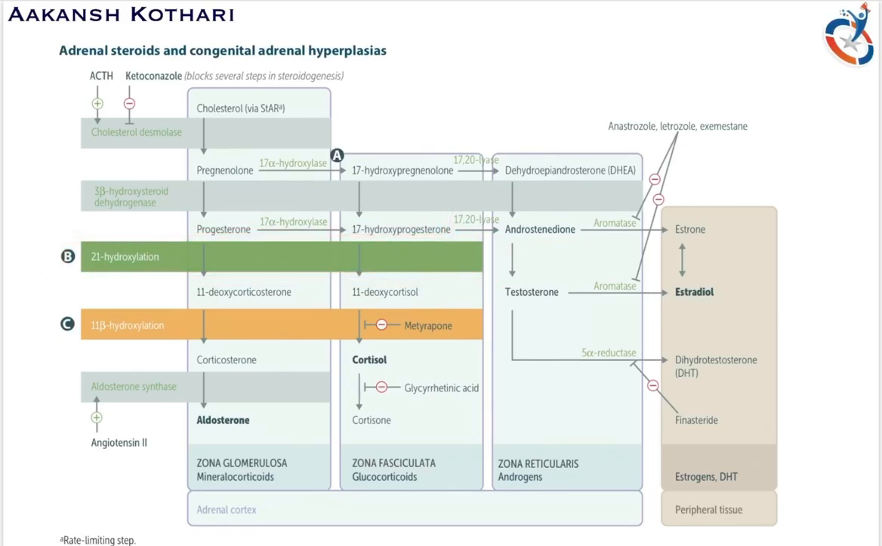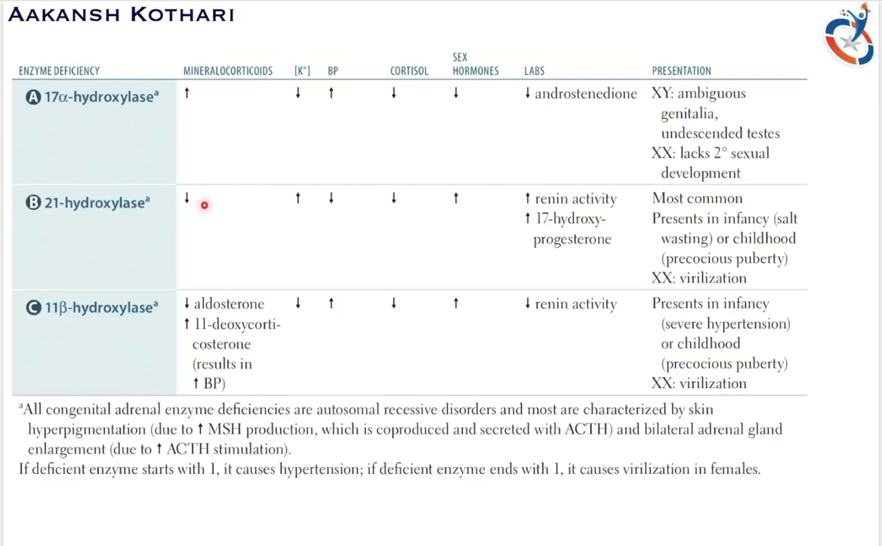Is it clear? Hence, mineralocorticoid decreases, potassium increases, blood pressure decreases due to renin activity increasing, cortisol decreases, and sex hormones increase. Now, what are the most common presentations? It is majorly presented in infancy where there is salt wasting, or in children where there is precocious puberty. Okay, so a lot of salt is lost, and there is virilization in females.